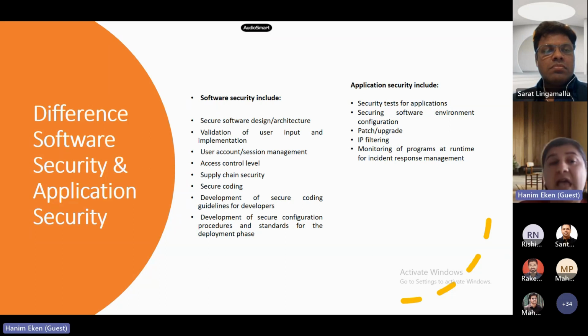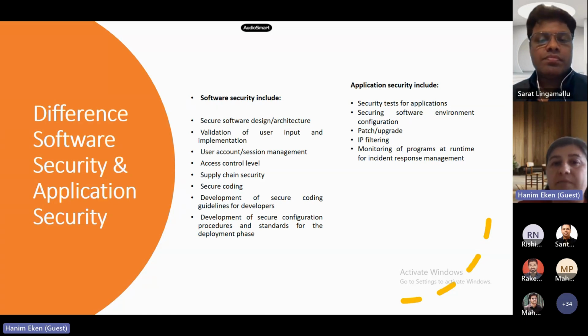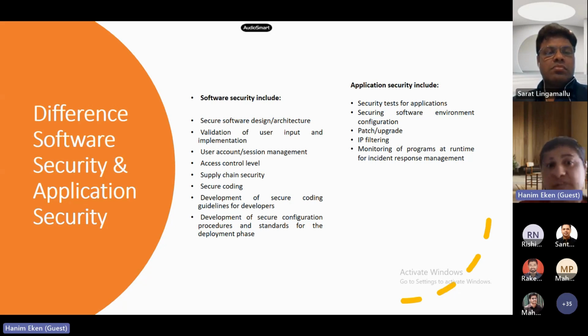Shift-left security is very popular. It helps developers, companies, and security teams save cost and time. When you secure your application in the design and architecture phase, it is very fast and easy. Another important thing in software security is input validation, because many software vulnerabilities are like SQL injection and cross-site scripting. If you're a developer, you know this is part of your life. Input validation requirements should be put in at the beginning of application development. Session management and access control levels are also very important for software security.